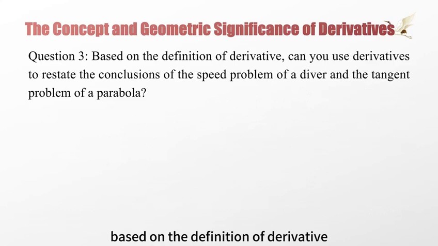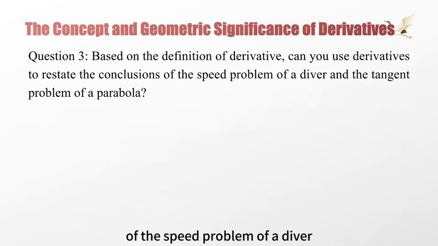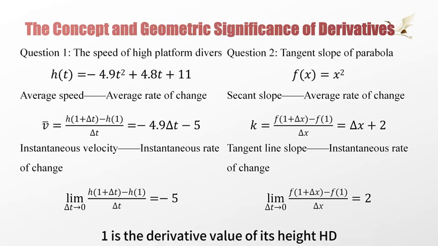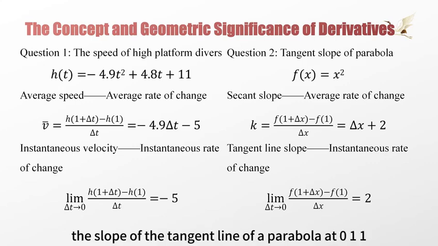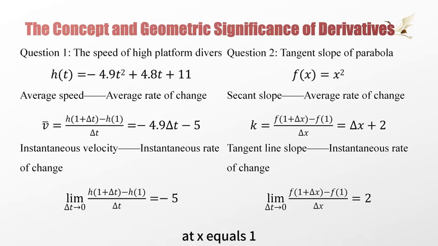Based on the definition of derivative, can you use derivatives to restate the conclusions of the speed problem of a diver and the tangent problem of a parabola? The instantaneous velocity of a diver at time t equals 1 is the derivative value of its height h(t) at time t equals 1. The slope of the tangent line of a parabola at point 1 is the derivative value of the function y equals f(x) at x equals 1.